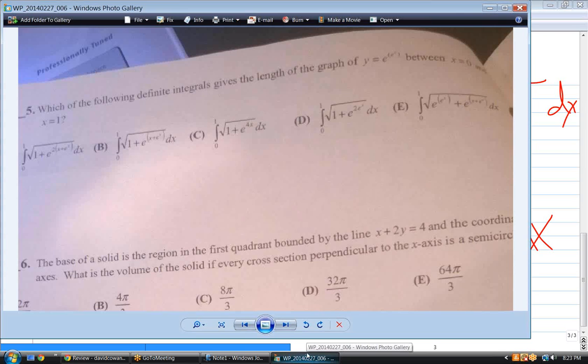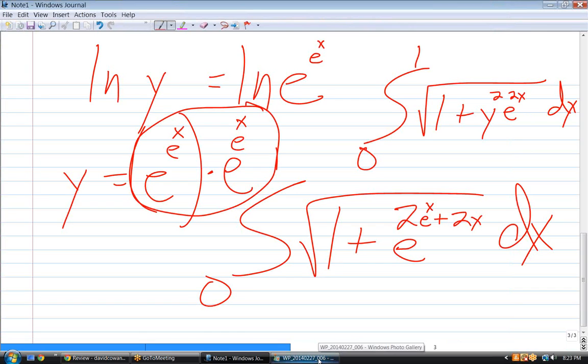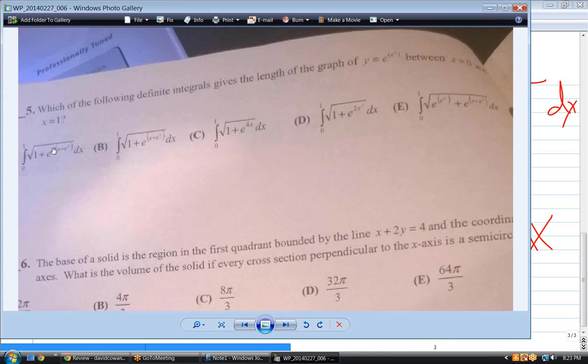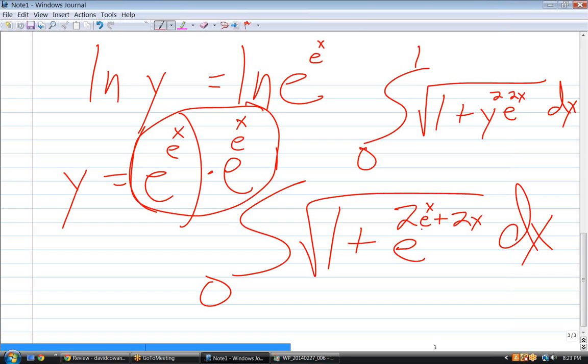e to the 2ex. Looks like they pulled out the 2. You're right, they did, and it's this answer right here. It's A. Yeah, by just factoring out the 2, you get this. Nice problem.